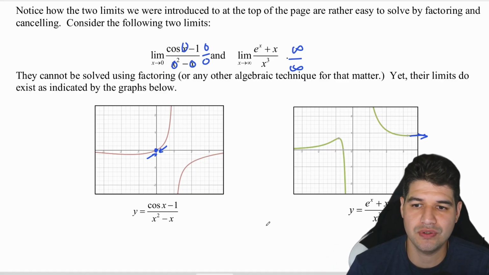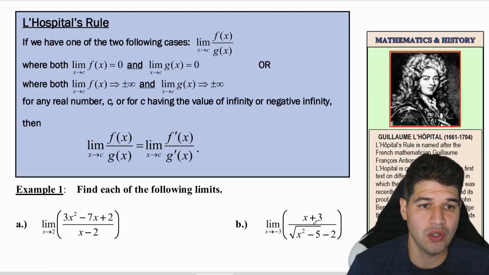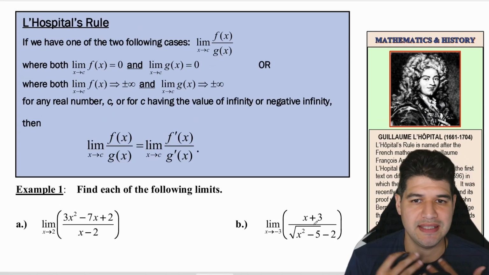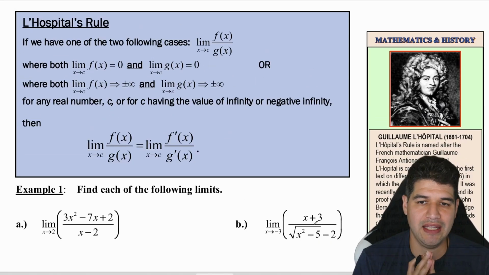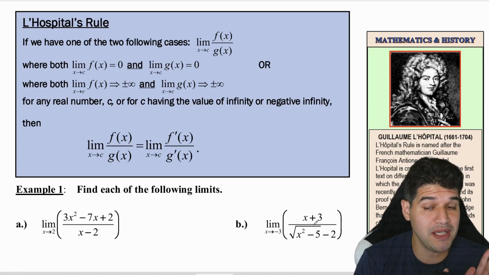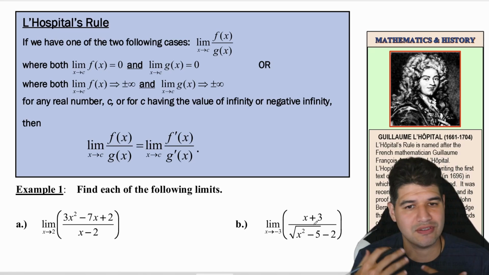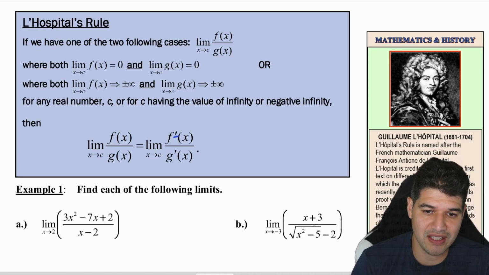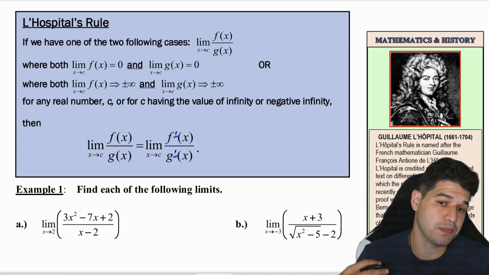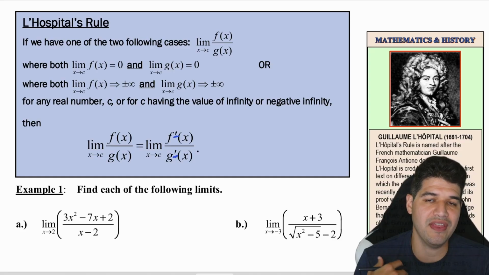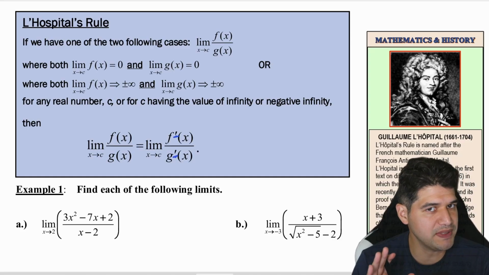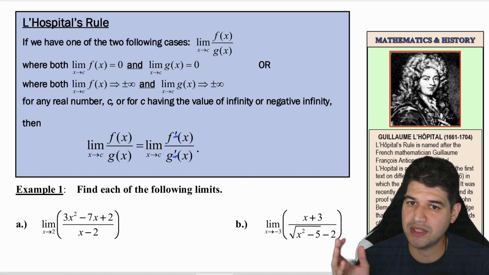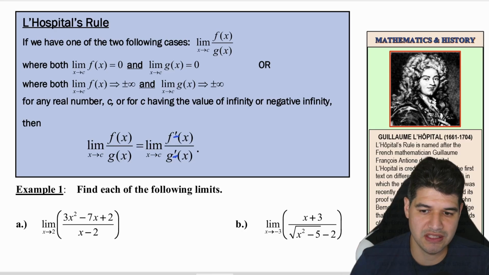That is where this new rule comes in, and that is called L'Hopital's rule. So here's what it says. If we have this limit and the limit of the numerator is equal to 0 and the limit of the denominator is equal to 0, or if we have some sort of infinity combination, then what we can do is actually find the derivative of the numerator and denominator and find that new limit. There's a very specific way you have to write this, and I'm going to be writing that as I go through these first few examples.